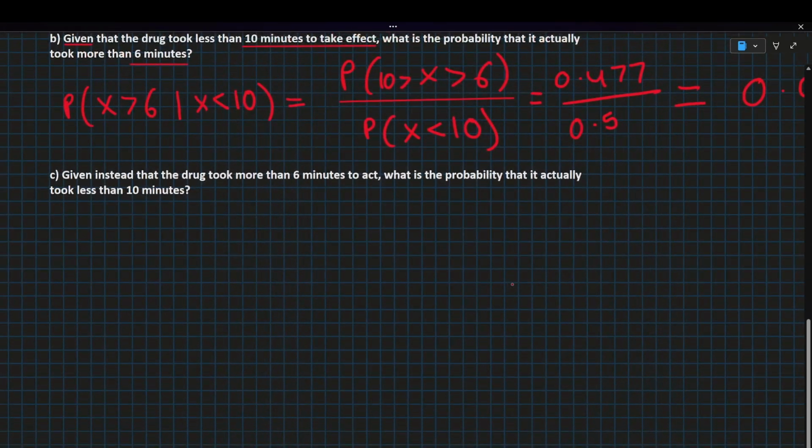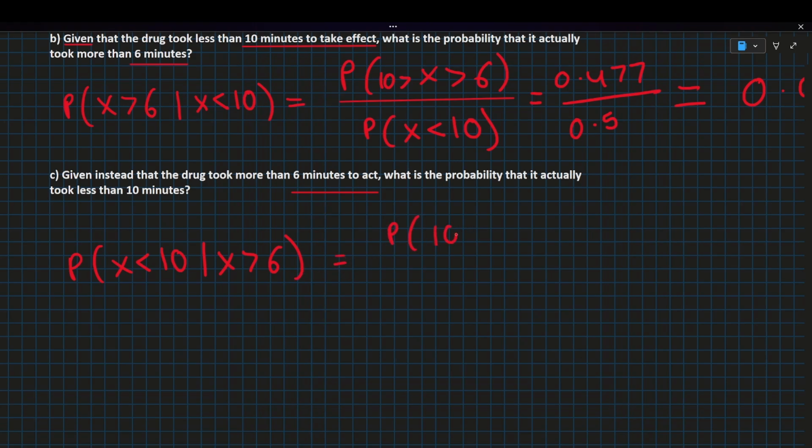Given that the drug took more than 6 minutes to act, what is the probability that it actually took less than 10 minutes? So this is kind of the opposite. So what is the probability that it actually took less than 10 minutes, given that it took more than 6 minutes to act? Now that'll be the same, that'll just be the probability that x lies in this interval, and we sketched it just above there a minute ago, but now it's going to be over the probability that x is greater than 6.